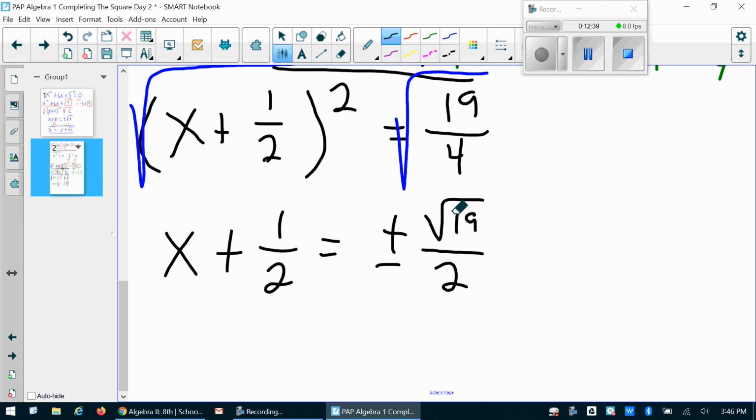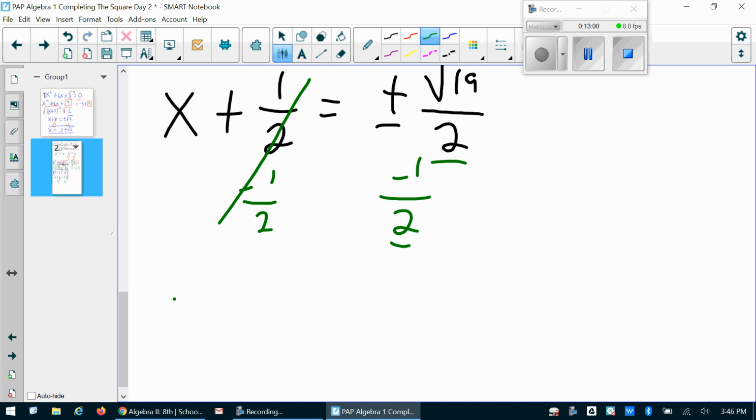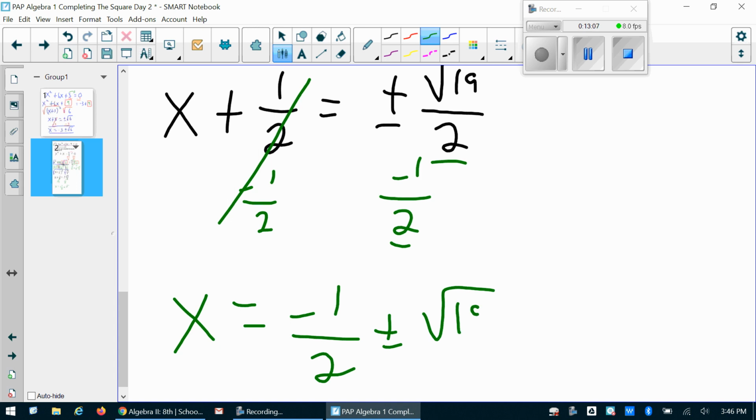If you want to just leave it as square root of 19 over 4, that's fine. But when I do it this way, and I subtract 1/2 from both sides, I'm going to have those common denominators, these two here. And I'll get x equals negative 1/2 plus or minus root 19/2, or square root of 19 over 2.